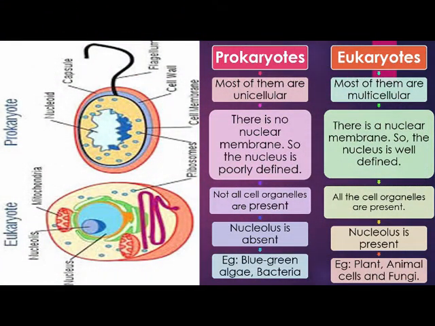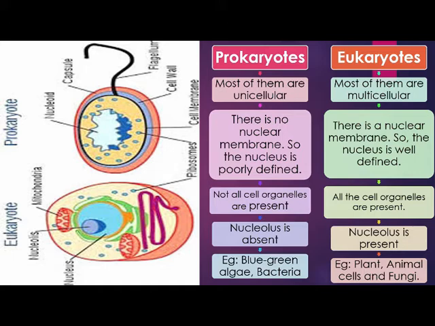Now, cells can be categorized into eukaryotes and prokaryotes depending on the presence of a well-defined nucleus. Now, what is eukaryotic and what is prokaryotic? Eukaryotic: eu means new and karyon means nucleus. Prokaryotic: pro means primitive or old and karyon means nucleus. Eukaryotic cells have a well-defined nucleus with a nuclear membrane. Prokaryotic cells do not have a well-defined nucleus, so they don't have a nuclear membrane.